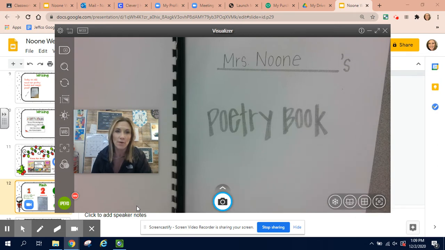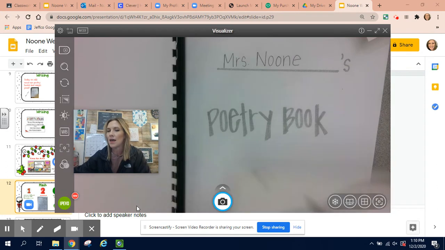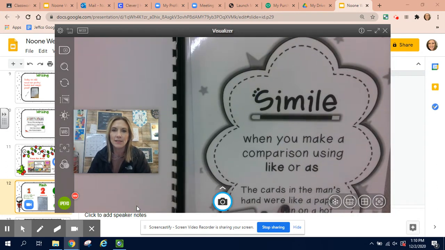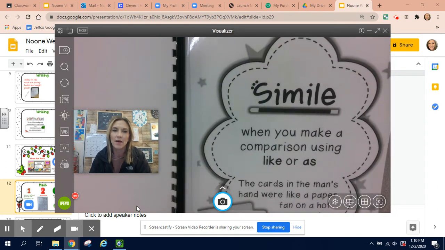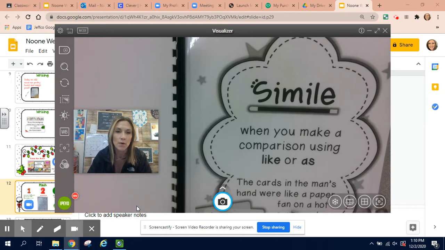So let's review what we've already learned. We learned on Monday about similes, and a simile is when you make a comparison using the word like or as. Okay, so the cards in the man's hand were like a paper fan, so they looked like a paper fan. We talked about some more examples of a simile on Monday.